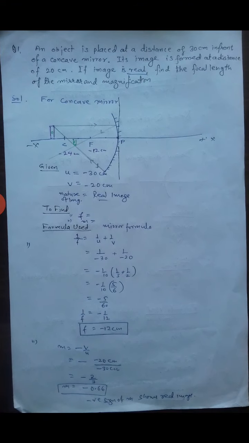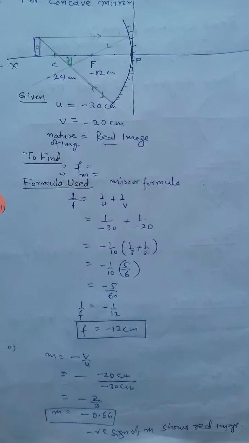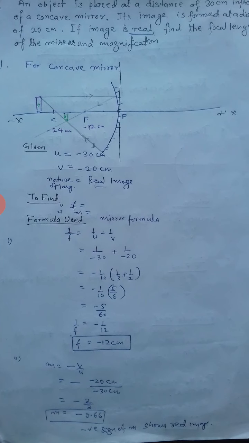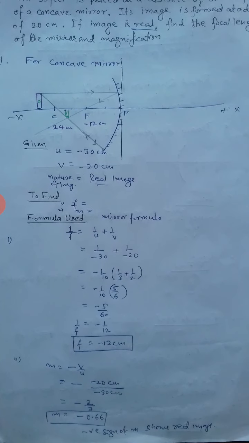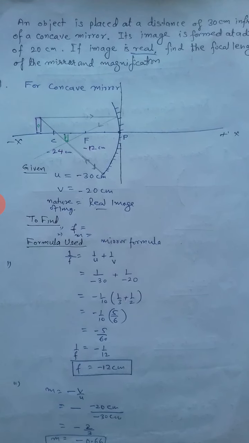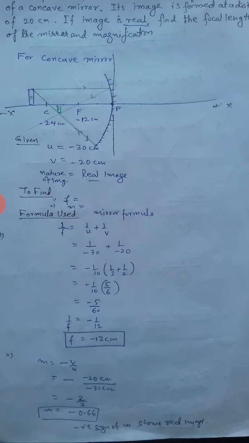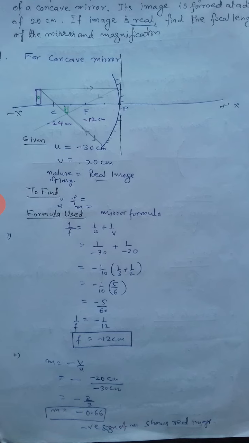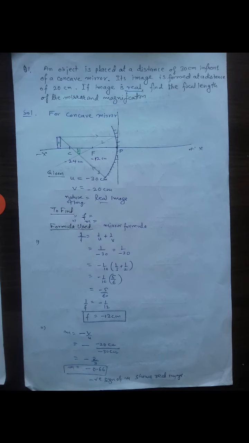Now the second part of the question, they are also asking the magnification. The formula is m is equal to minus v by u. Already in the formula minus is there. Now we will put the values of v and u as per the question. The given values of u and v are minus 30 and minus 20 centimeter; you put them in the formula and you can get the magnification. Here the sign of the magnification is negative, which shows that the image is real, as you are aware. So I hope it is clear for the concave mirror. Accordingly you have to solve every question of concave mirror like this.